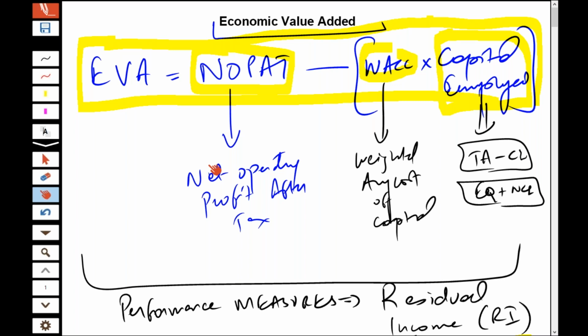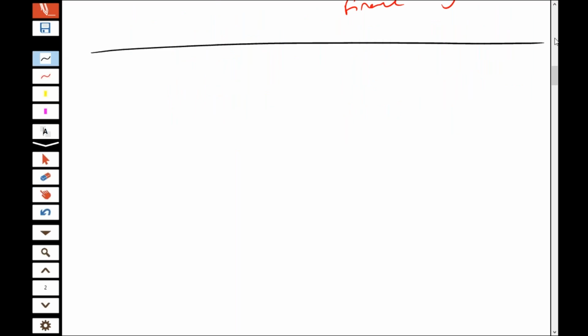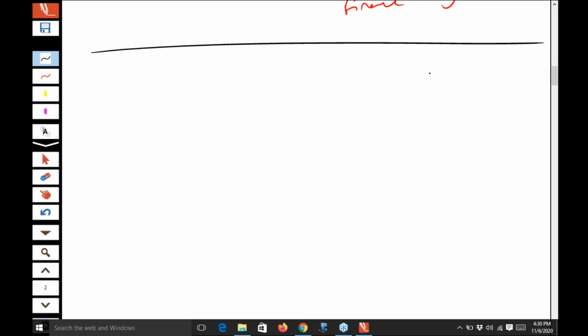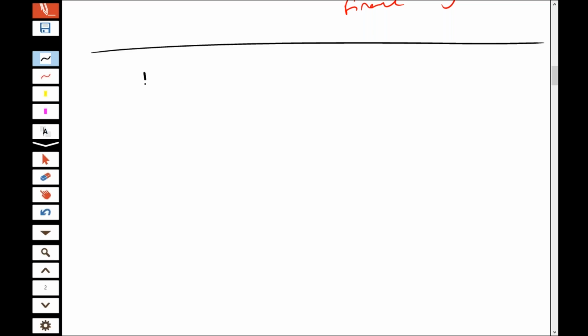Now, let's move a bit forward and discuss how exactly we calculate the NOPAT, how we establish the capital employed, and how this whole thing is calculated. If I'm going to calculate the NOPAT, there is a specific method for the computation of NOPAT. Let me write it down, and then we are going to move a bit forward.